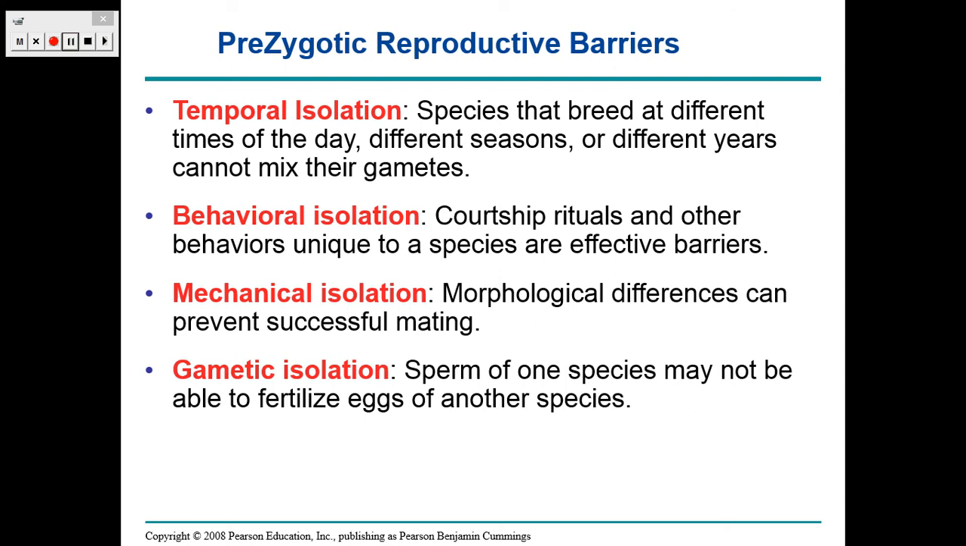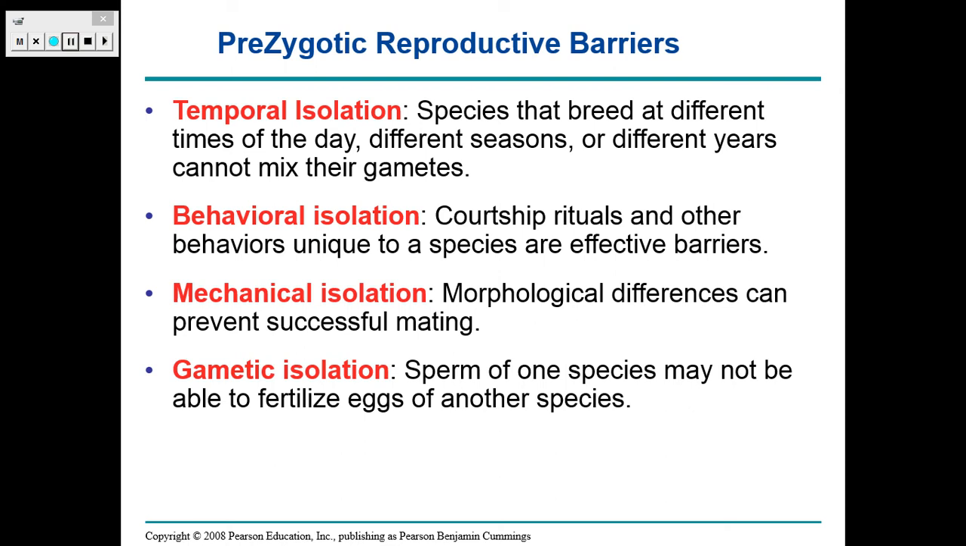It could also be gametic isolation. We're talking about the gamete, and that's when the sperm of one species is not able to fertilize eggs of another. So they are able to mate, everything else kind of lines up, they physically can do it, but then there's some sort of biochemical something that doesn't allow the sperm to live. Okay, so it could be pH, it could be enzymes, there's all kinds of things that could make it so that the sperm are not able to survive long enough to reach the egg and fertilize it. Okay, so these are all pre-zygotic barriers.